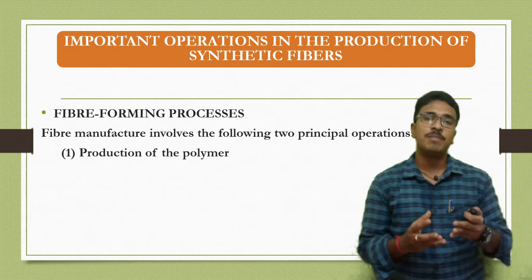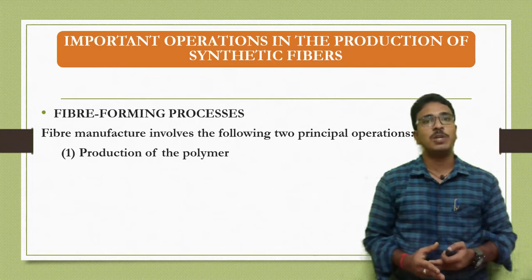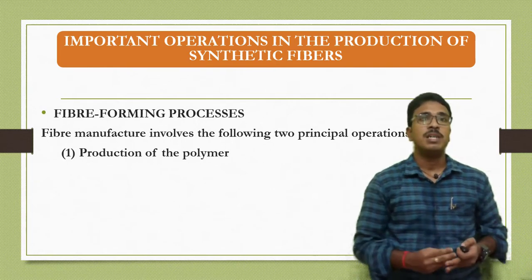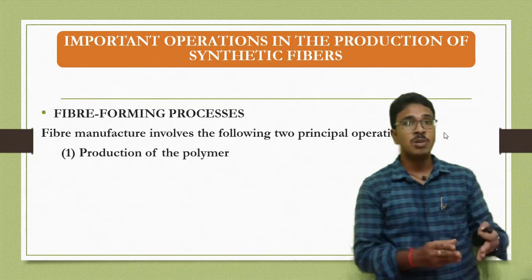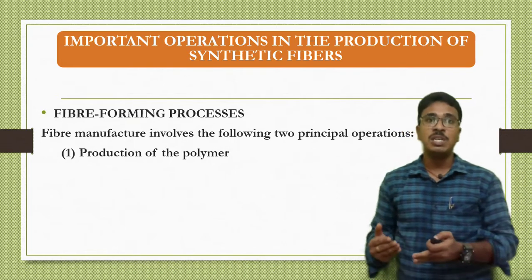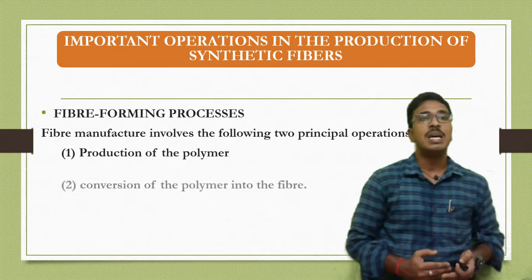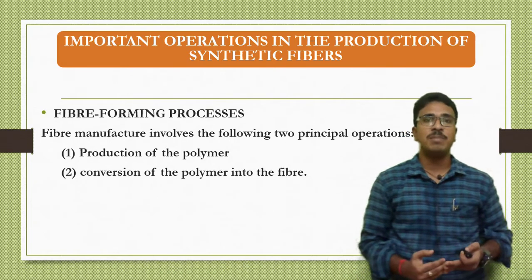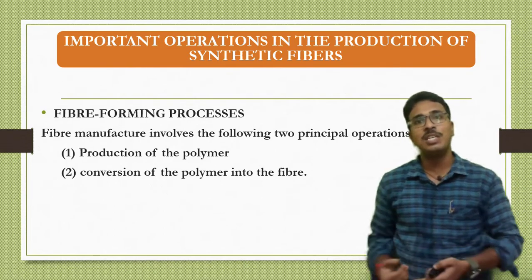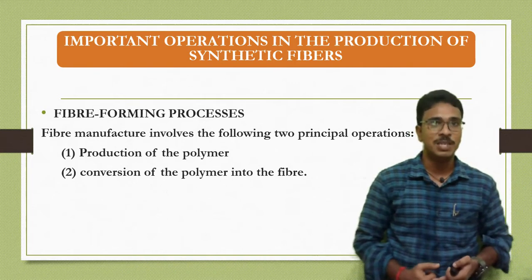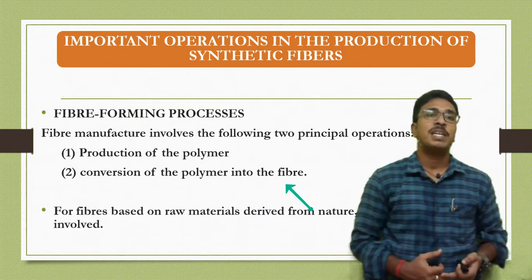So the first important operation involved in man-made fiber production is production of polymer. Depending upon the end-use applications of a particular polymer, we have to select the monomers, and from the monomers we have to produce the polymer. That is the first operation in the production process. The second one is, after getting the polymer, we cannot use the polymer as such for the end-use applications. We have to make the fiber. That means we have to convert the polymer into fiber by a process called the spinning process.